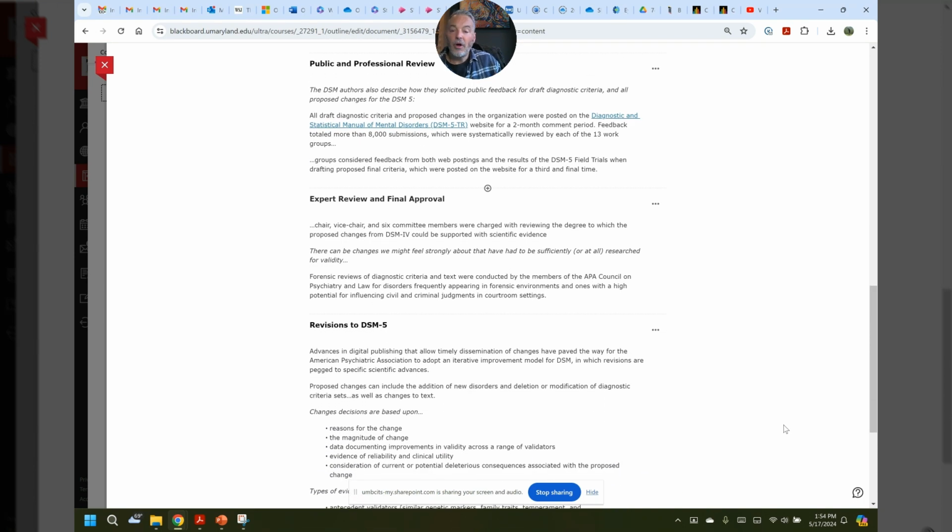So there's also a cycle, or a number of cycles, of public comment and opportunities for public feedback when a new version of the DSM is being published. Again, what you want to know is that part of the process of developing a new version of the DSM is this cycle of public comment, of getting outside feedback from outside the various committees that are ultimately the authors of the book.